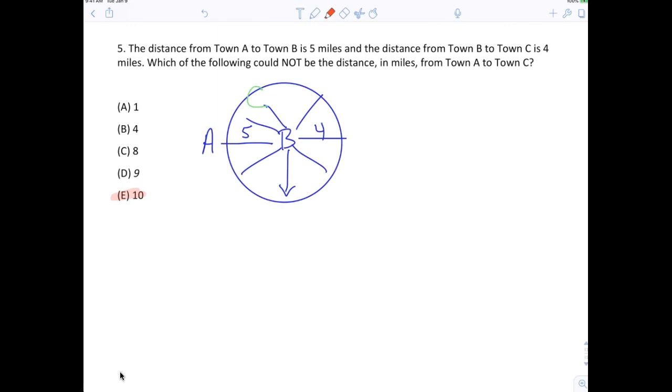So I understand that's 10, but how do you know that's in a straight line, or how do you know what direction? That's what I'm showing you. Very good. So watch this.